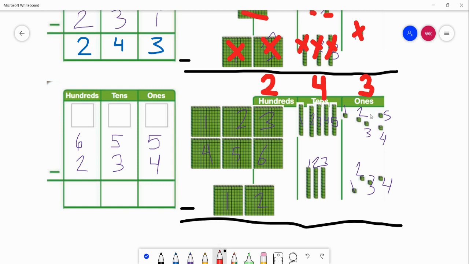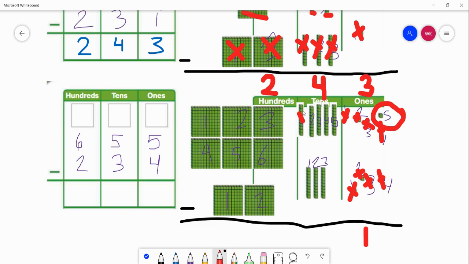First, we're going to start in our ones place. We're going to take away 1, 1, 2, 2, 3, 3, 4, 4, and then we have 1 left. So our answer is 1 for the ones place.